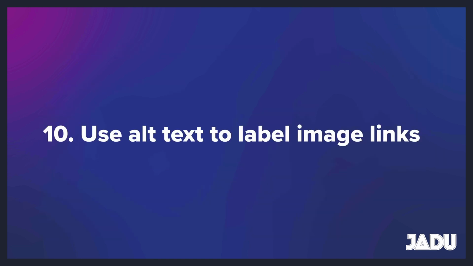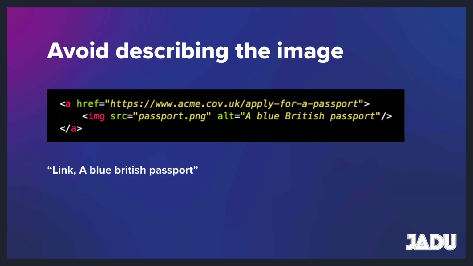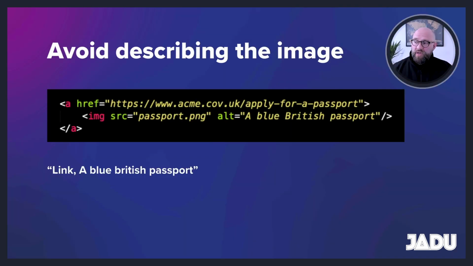Number 10. Use alt text to label image links. When a link wraps an image and there is no other text in the link, the image's alternative text is used for the link's accessible name, which is what a screen reader user will hear when navigating to the link or when listing links on a page. In these situations where an image is linked, avoid describing the image, as this could result in potentially confusing link text for screen reader users.